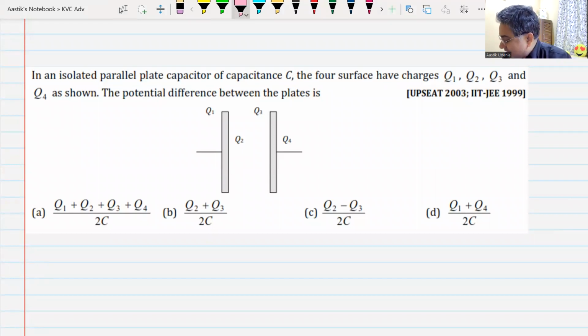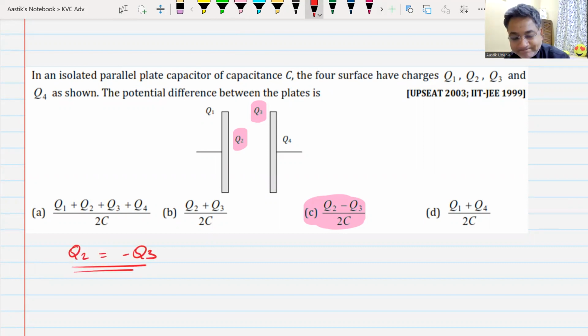And option C is the correct option. Now remember, the facing plates will have equal and opposite charges. Yes or no? Yes, sir. So your Q2 is nothing but equal to minus of Q3.